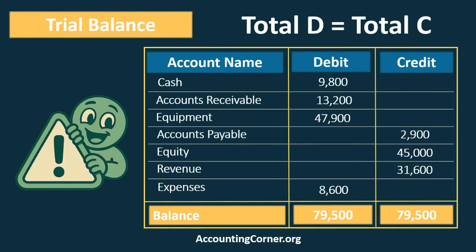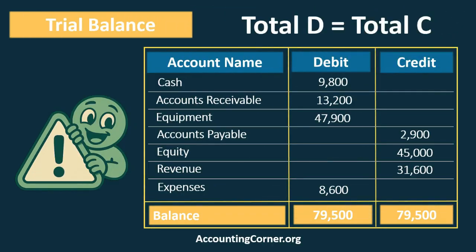Now here is the corrected version of the trial balance. All the accounts are finally placed on their proper sides. Cash, accounts receivable, and equipment are assets, so they belong in the debit column. Accounts payable and equity are credit accounts, so they stay on the credit side. Revenue also carries a credit balance, while expenses are recorded as debits.